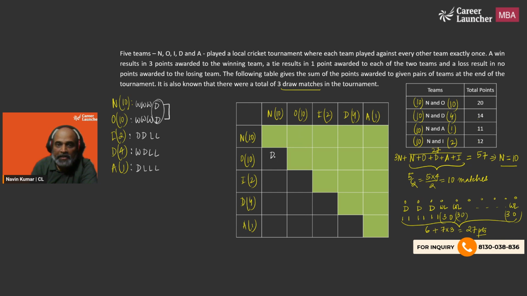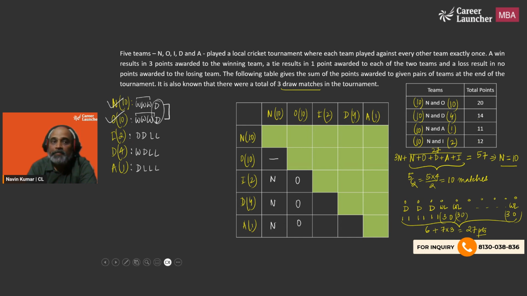Okay, so I'm writing D for draw, or let's put a dash here so that there is no confusion, because we do have a D later on as well. So I'll put a dash denoting that this was a draw. Now, since N has to win three more matches, it's going to be a win-loss result where N wins. So I'll write the letter N there to denote that N wins that match. If you look at O, O is going to win its remaining three matches. So that team name will be seen three times. O is going to win against I, against D, and against A. So we're done entirely with N and O.